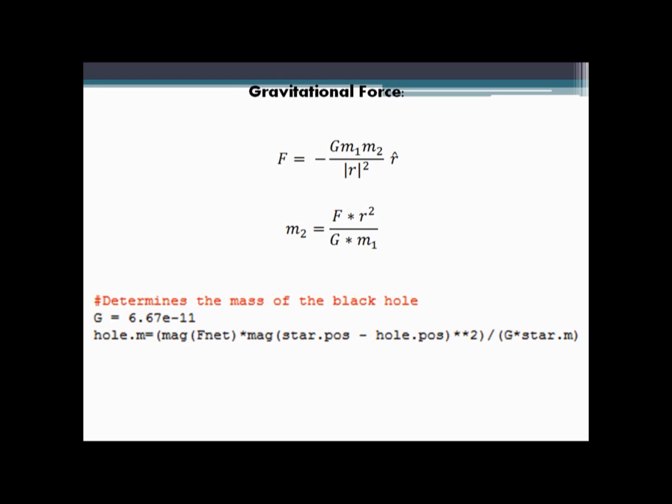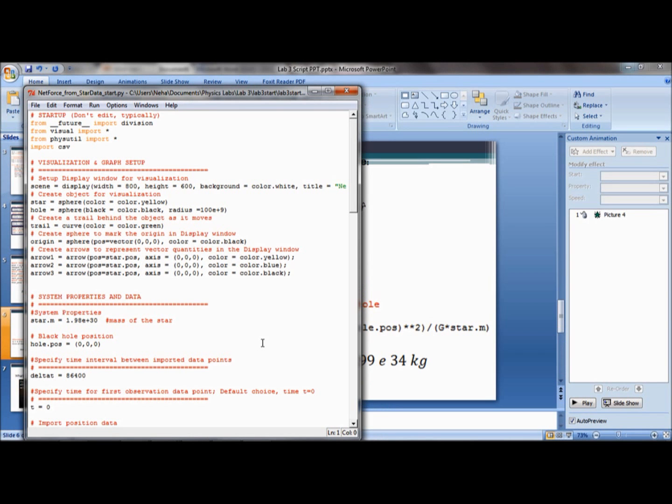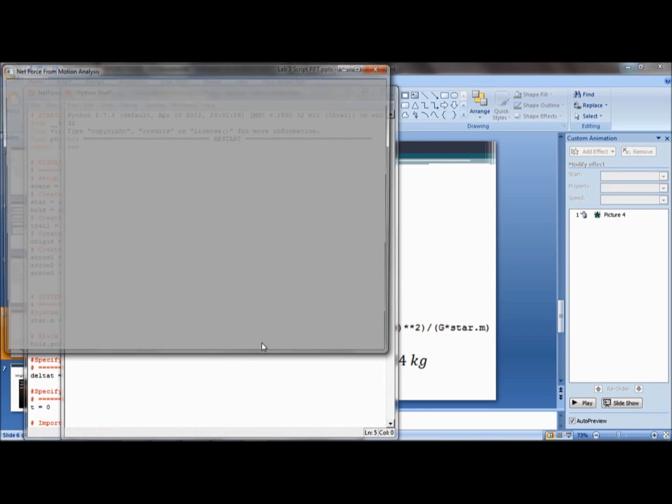Here, I've rearranged the equation so that I've isolated mass 2 on the left side and all the other variables on the right side. The calculated mass 2 is the mass of the black hole, which came out to be 1.99 times 10 to the 34 kilograms. Here's the code when it is run.